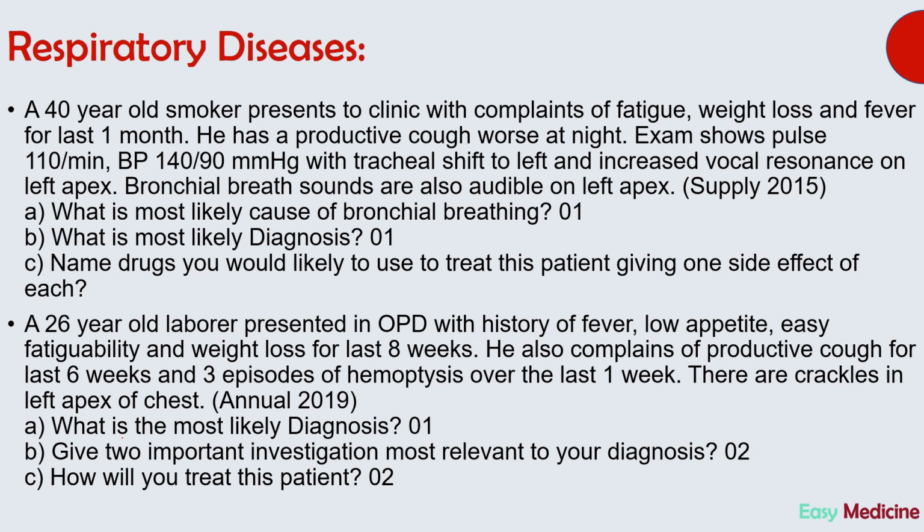Also, secondary TB usually leads to consolidation, which will result in examination findings given in these questions, such as increased vocal resonance, bronchial breath sounds, and crackles. And as secondary TB affects upper lung lobes, all these findings will be in apical lung segments. Let's see the answers now.